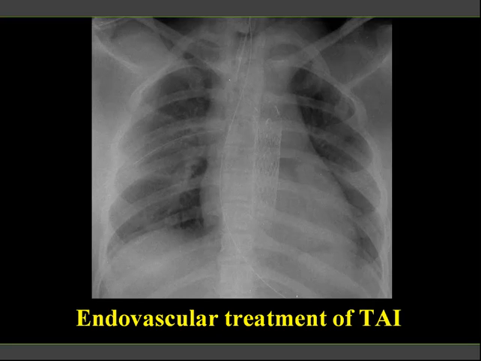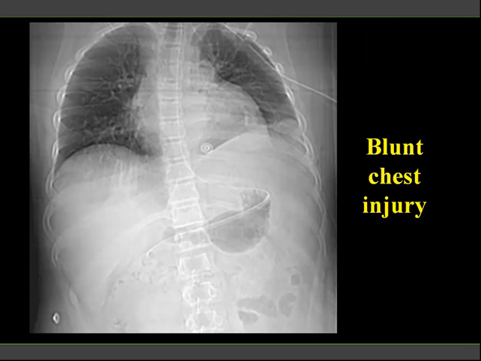This was treated with stent placement through an endovascular treatment. Another blunt chest trauma victim: the child underwent chest tube placement on the left, and we can observe on this scanogram that there is an abnormal contour of the left hemidiaphragm. And the diaphragm is a very tricky part of the body. It's difficult to image by ultrasound.